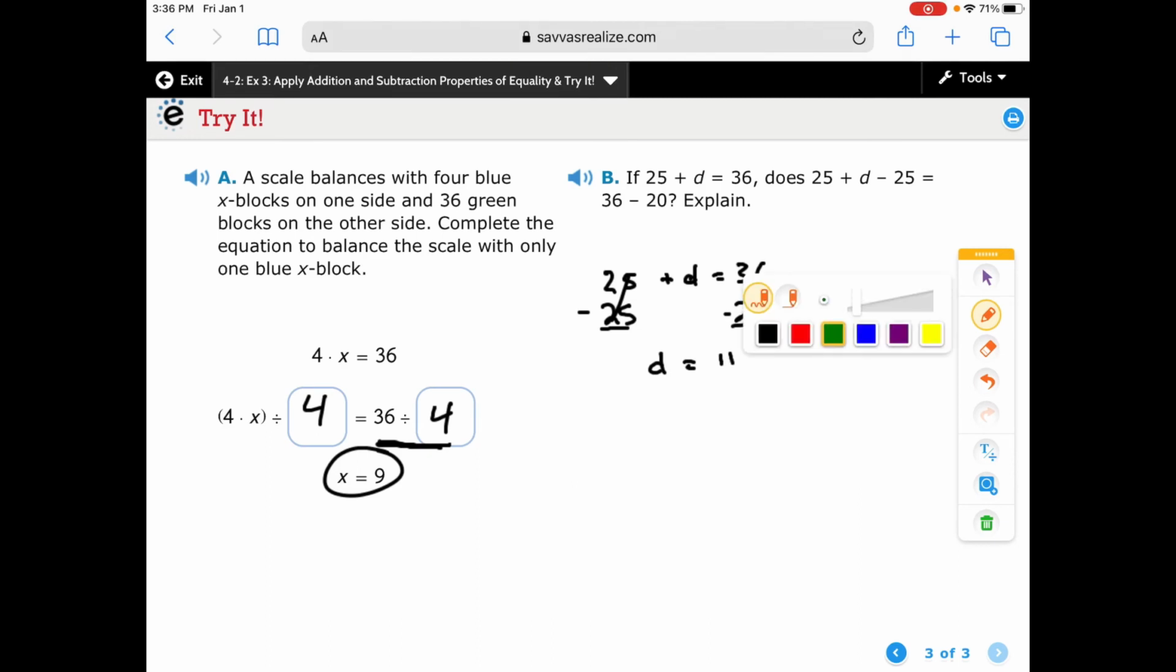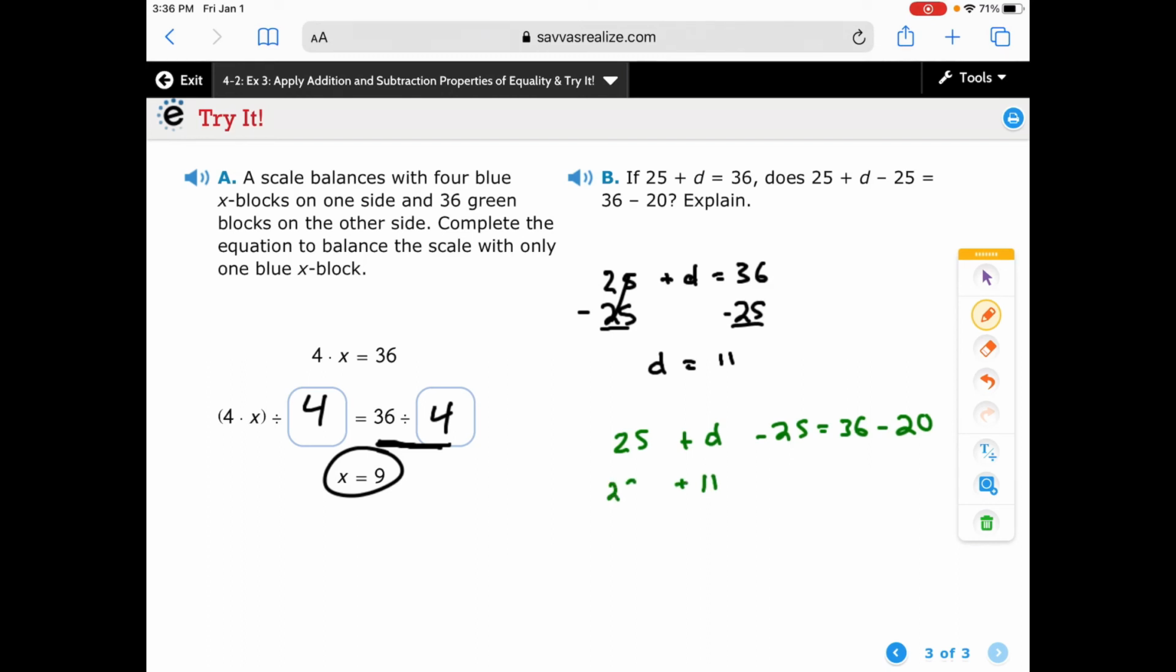In another color, let's use this equation here: 25 plus d minus 25 equals 36 minus 20. We're saying that d should equal 11, according to what we solved up top. So let's set it up. On the left side, these 25s are going to cancel out, leaving us with 11. Remember, that's originally d. 36 minus 20 is 16. And it's clear that these are not equal, so that would be no. Make sure you have that written in for the bottom.